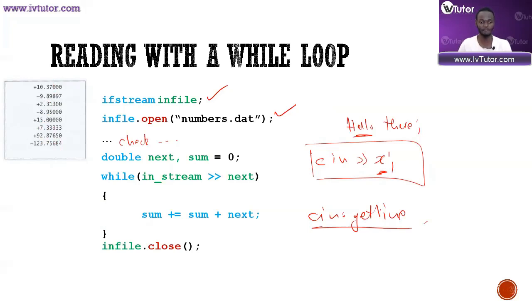You can identify the 4 steps that we talked about. Number 1, which is declare your file. Number 2, open it. Number 3, check if it is opened. Number 4, you read and do whatever you want to do. And number 5, close your file stream when you're done.